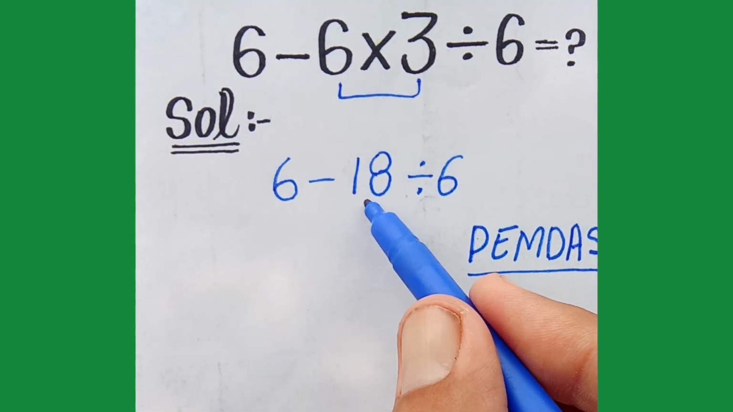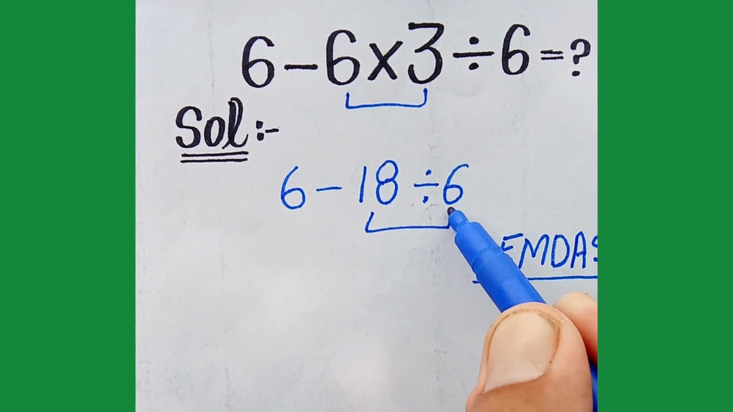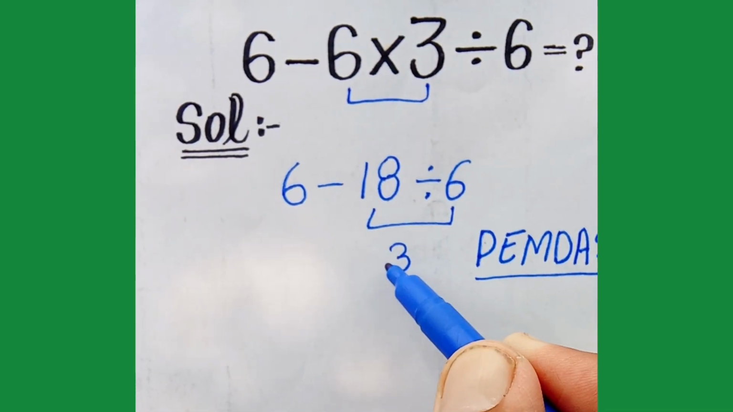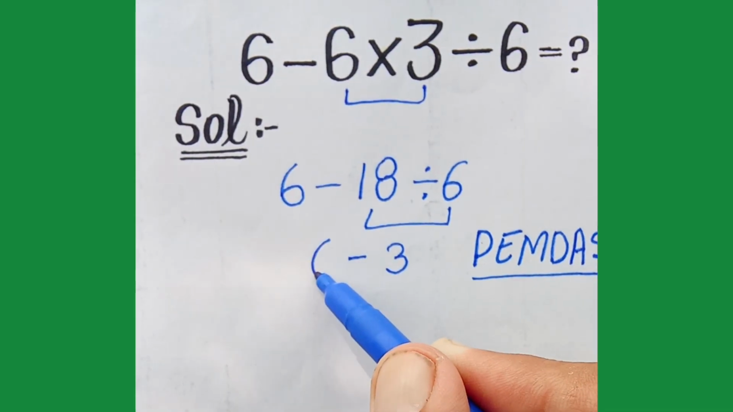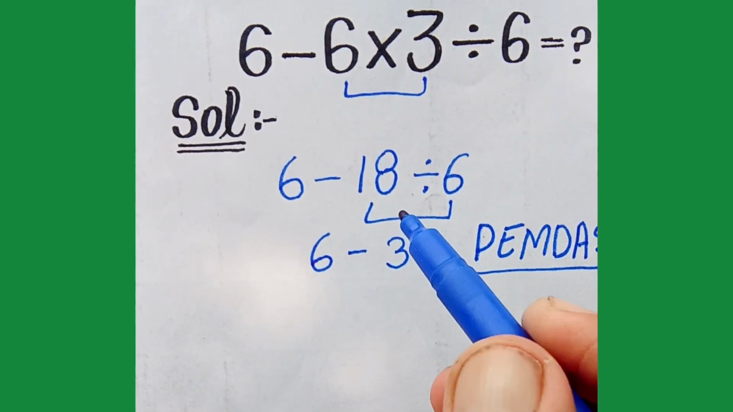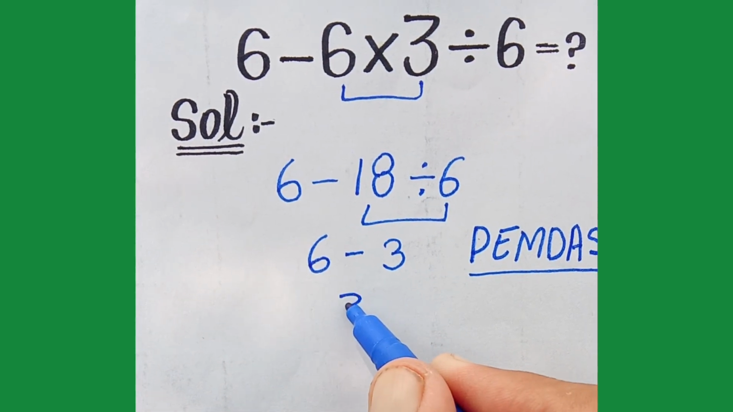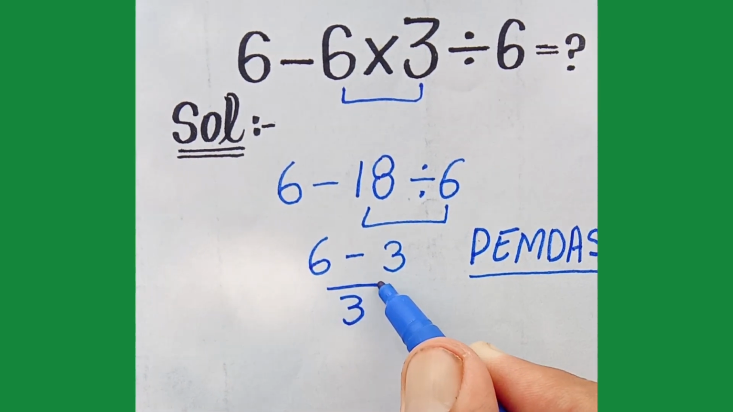Now the value of 18 divided by 6 is 3. So 6 minus 3 is 3. So our final answer is 3.